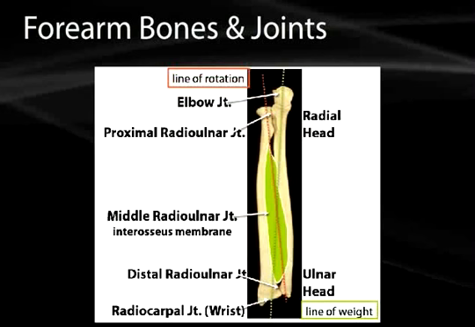Not to be confused with the line of weight, there's a line of rotation. And this line of rotation is where the actions of supination and pronation occur. So you can see that the axis of rotation for supination is right through the radial head proximally and right through the ulnar head distally.